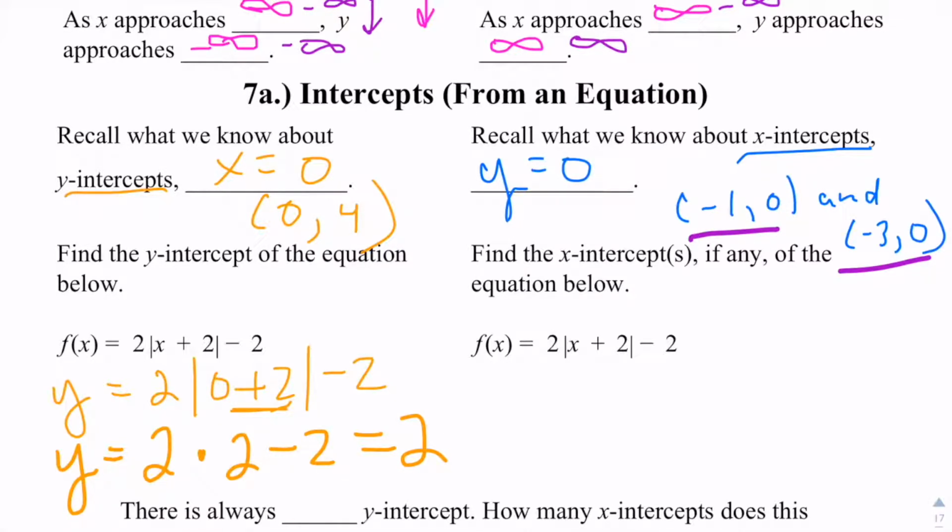Now we need to find our x-intercepts. And to do that, we need to set y equal to 0.